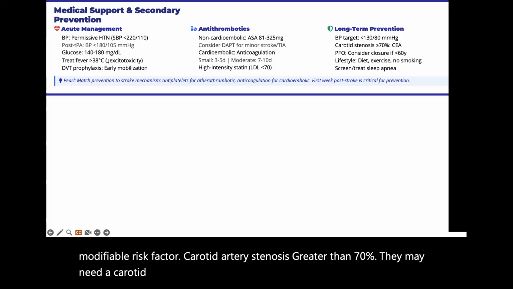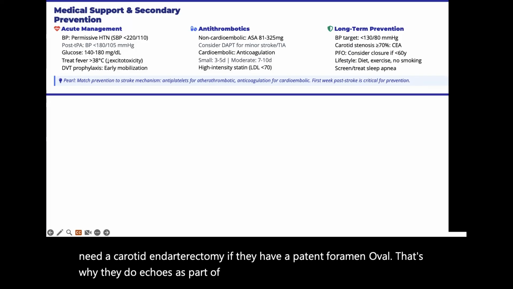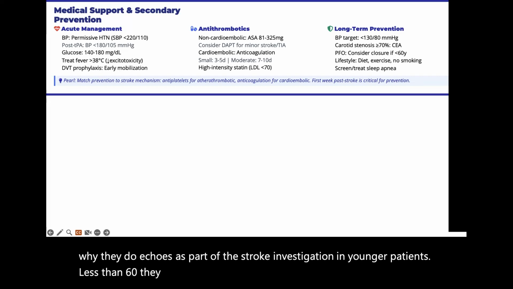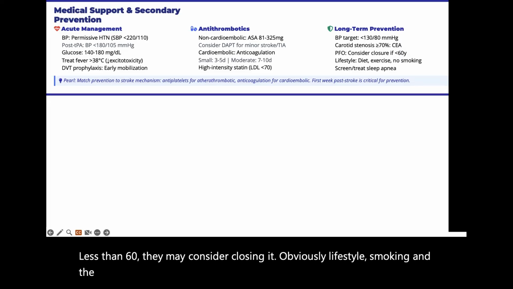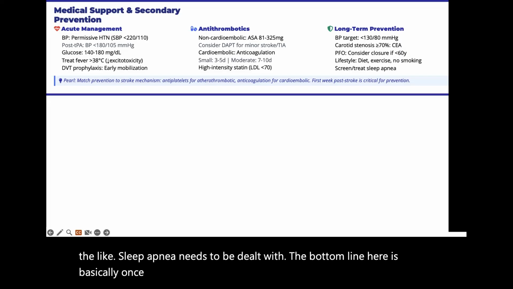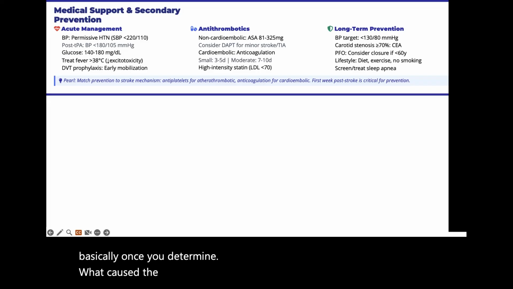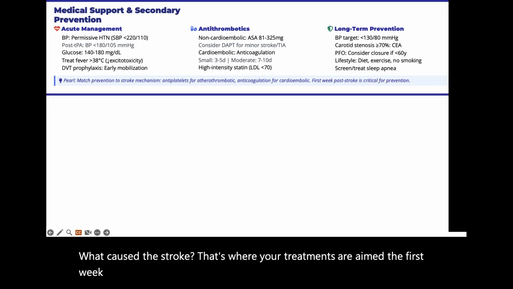If they have a patent foramen ovale, that's why they do echoes as part of the stroke investigation. In younger patients less than 60, they may consider closing it. Obviously, lifestyle, smoking, and the like, sleep apnea needs to be dealt with. The bottom line here is basically once you determined what caused the stroke, that's where your treatments are aimed. The first week after a stroke is the most critical time period for preventing the next one.